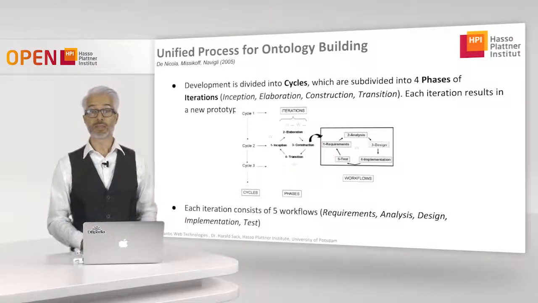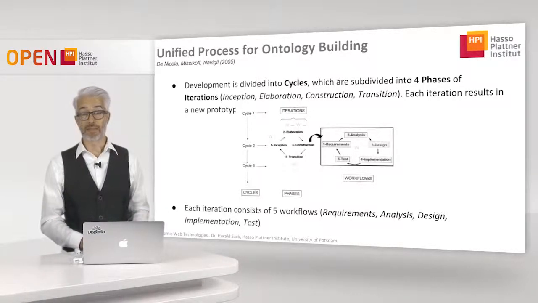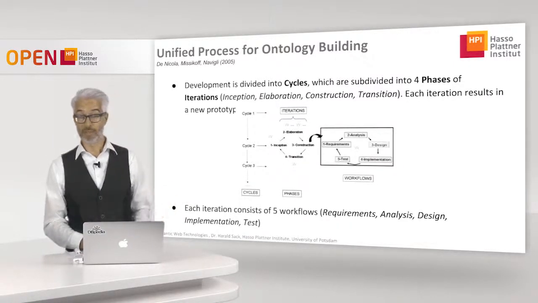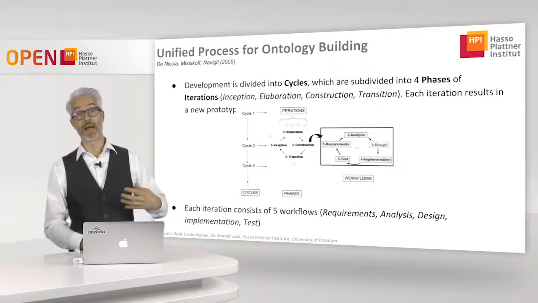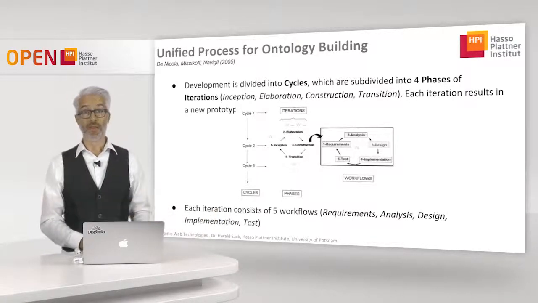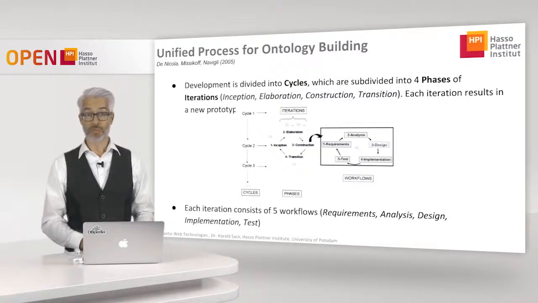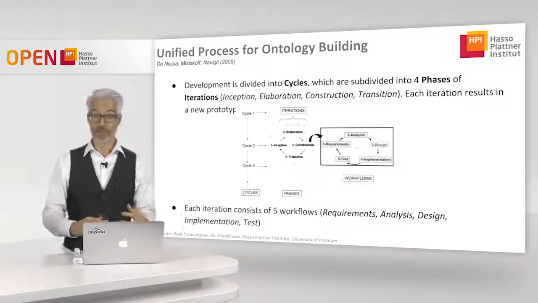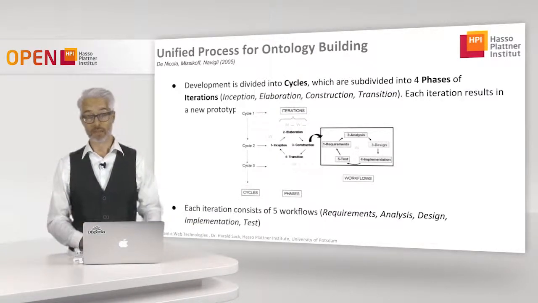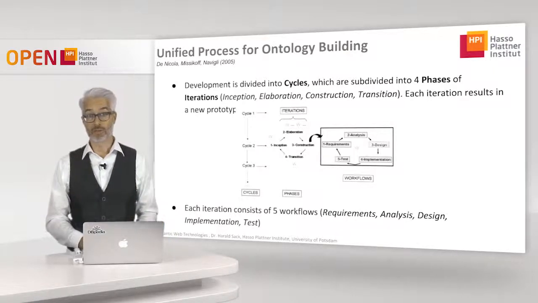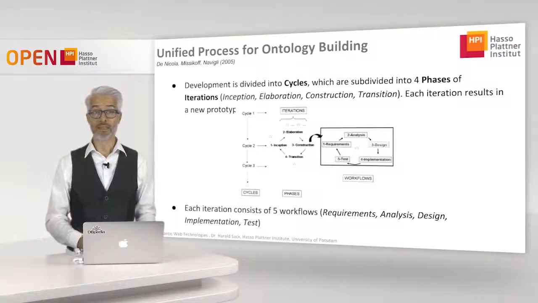Each iteration starts with requirements. So you look at the requirements for this ontology, for this specific application that you build. Then you do an analysis step where you try to gather knowledge. Then you do design, which means you try to construct your semantic network. You implement it in an ontology language like OWL, for example. And then, of course, you have to evaluate and test your ontology. So this is, again, a cycle and a cycle.